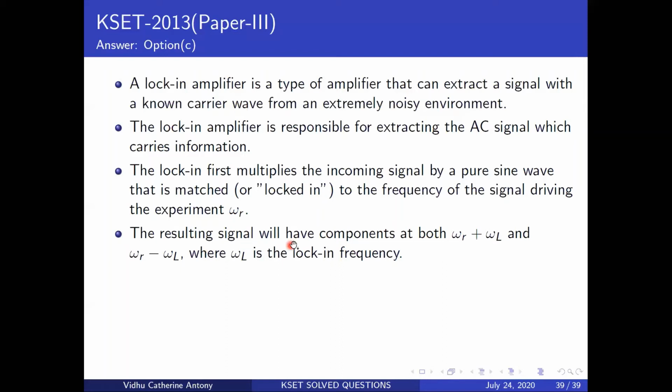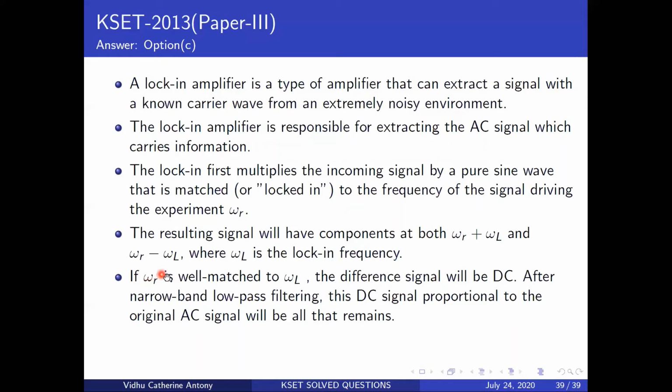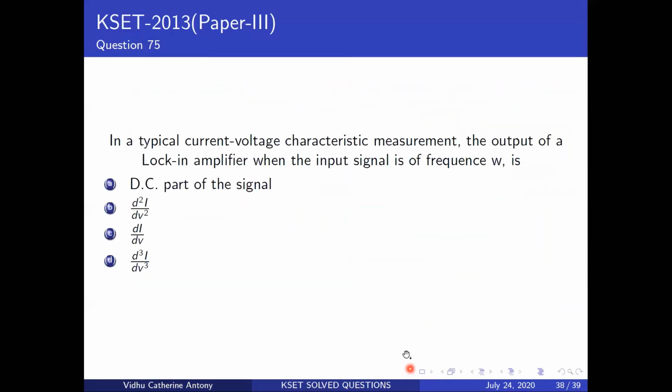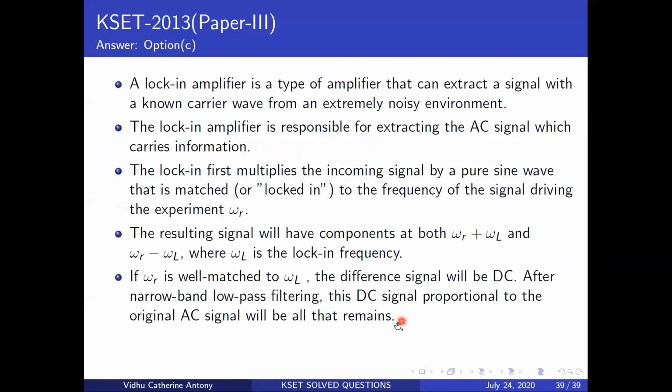The resulting signal will have components at both omega R plus omega L and omega R minus omega L, where omega L is the lock-in frequency. If your omega R is matched to your omega L, the difference signal will be a DC signal, so your output is a DC signal. Your initial tendency is to take this DC part of the signal, but let's read a little more. After narrow low-pass filtering, this DC signal, proportional to the original AC signal, is all that remains. So you only have a DC signal remaining in your output.